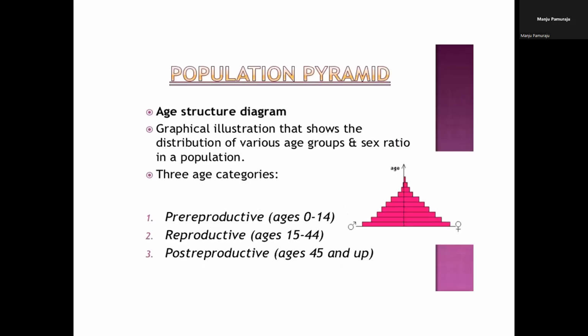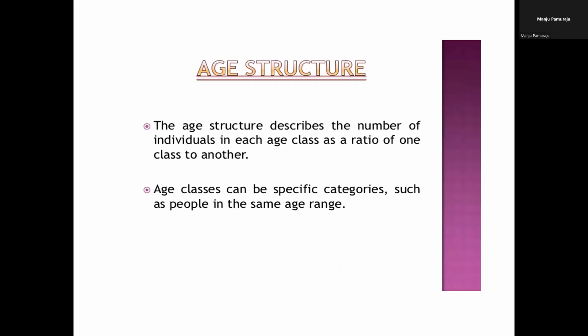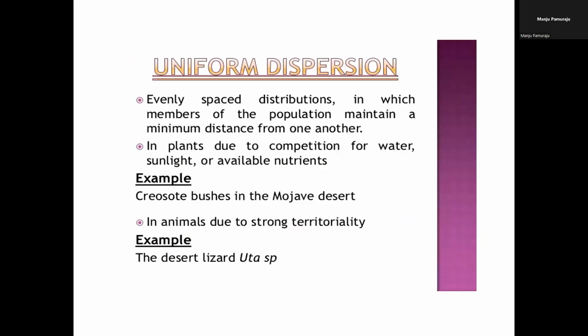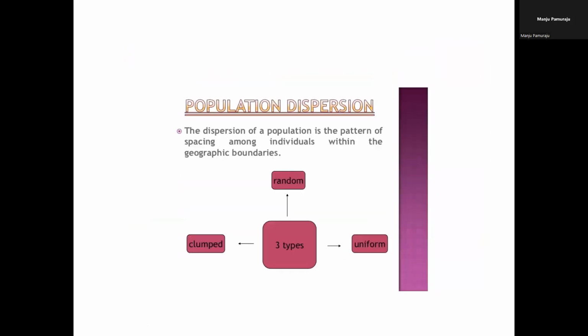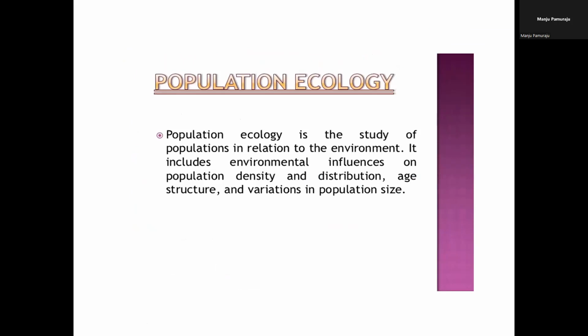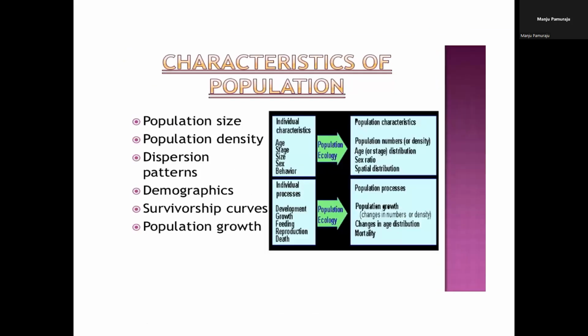So this is about population ecology. The main characteristics of the population are, first, the population size; second, population density; third, the dispersion pattern; and next, the demographics. We will discuss survivorship curves and population growth curves in the next class.